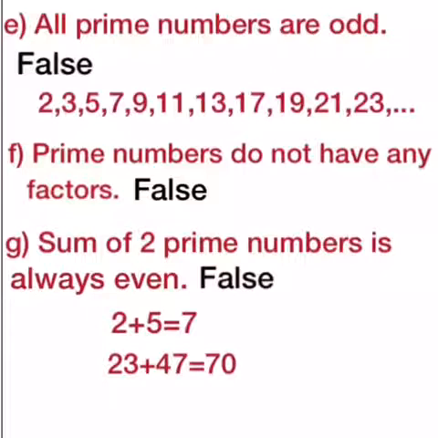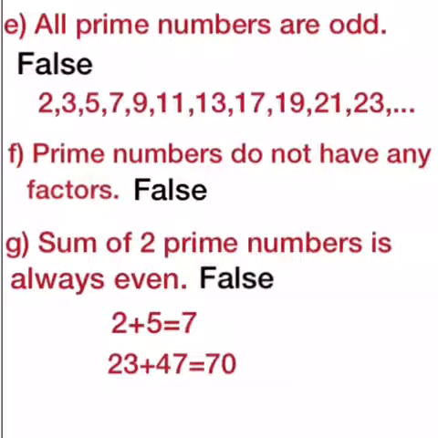Now the next statement is, prime numbers do not have any factors. This is also a false statement, because children, every prime number has at least 2 factors, that is 1 and the number itself. For example, 37 is a prime number, 37 ones are 37, so it has 2 factors, that is 1 and 37. So every prime number has 2 factors, and this statement is false.